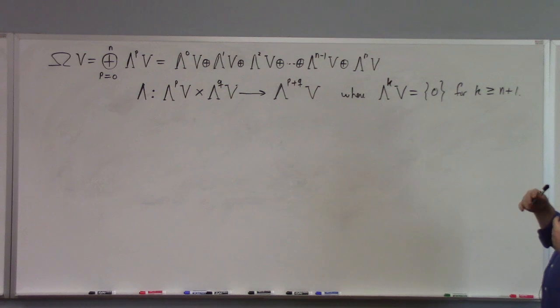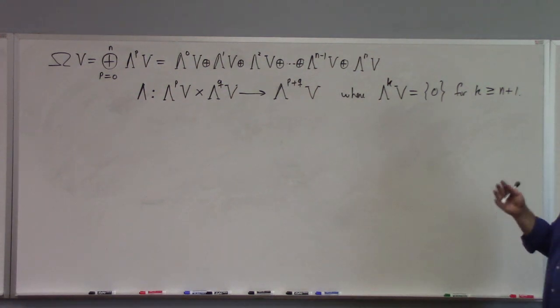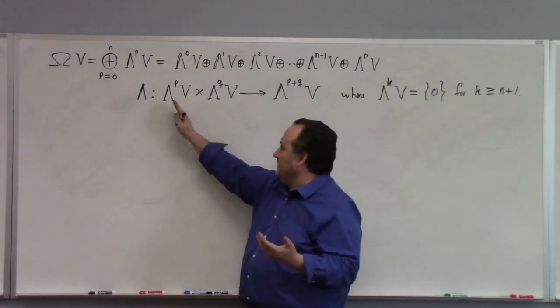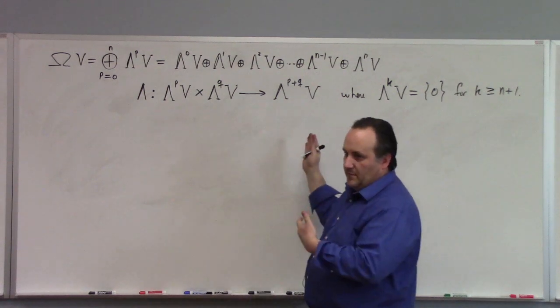So my point is the addition of forms of different degree is not interesting. But the multiplication is, because if we take p forms and we wedge them with q forms, right, we get a p plus q form. Yeah?